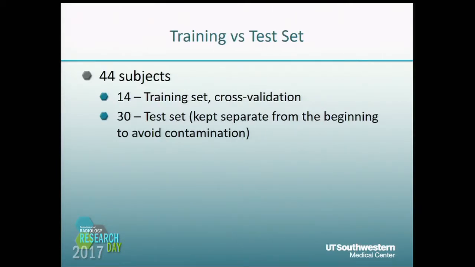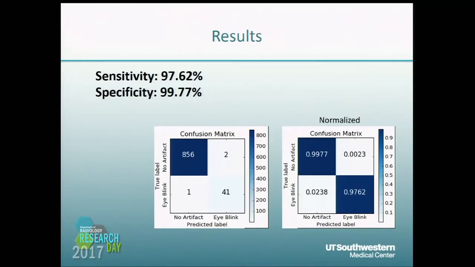Training versus test. Out of our 44 subjects, 14 were set aside for training and 30 were set aside for testing. So our model learned all the features needed to do the classification using these 14 subjects. And then we tested on 30, and these are the results: 97% sensitivity and 99% specificity. We did the p-value as well, and it was 0.0001.